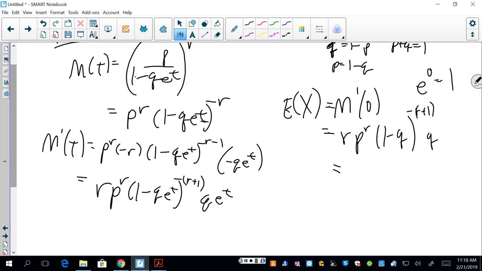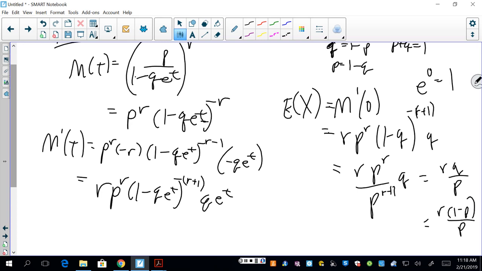But 1 minus q is p. And so you have r, p to the r over p to the r plus 1 times q. Right? So there's one more copy of p down below, so it's r times q over p, or expressed in terms of only p, r times 1 minus p over p, right? So that's the mean of a negative binomial.